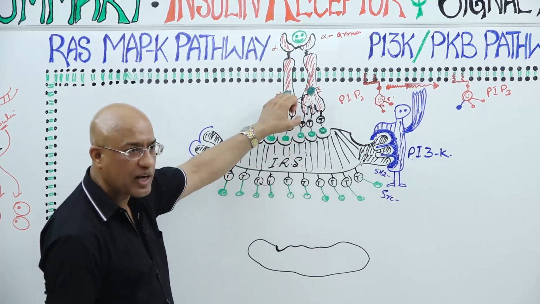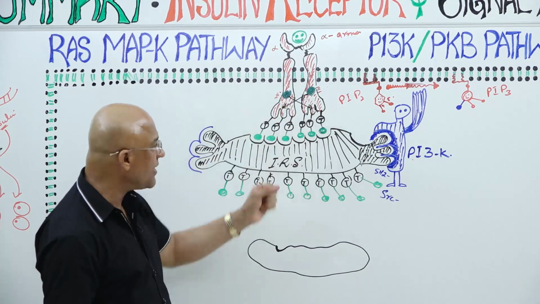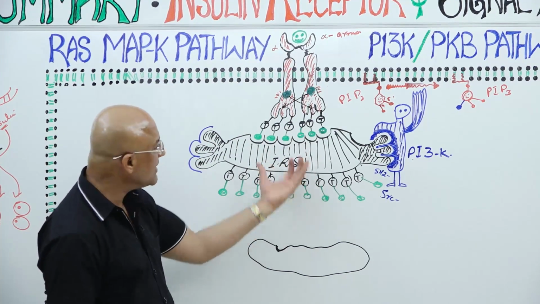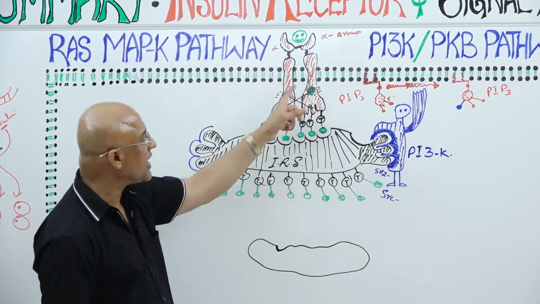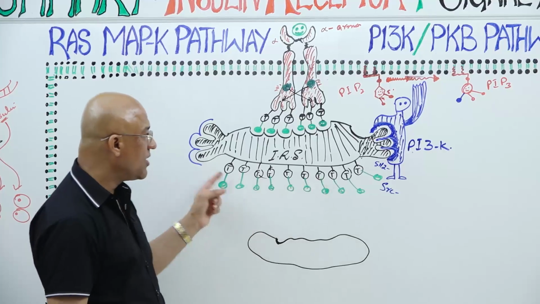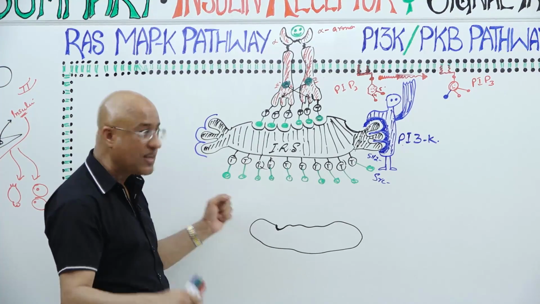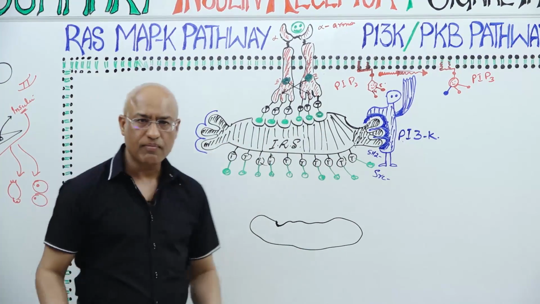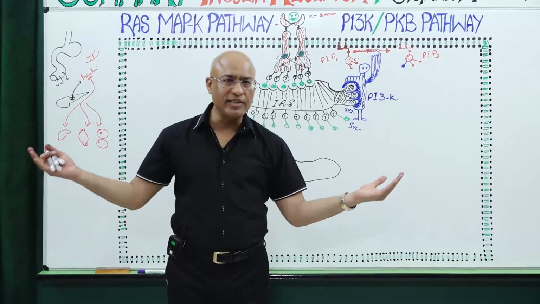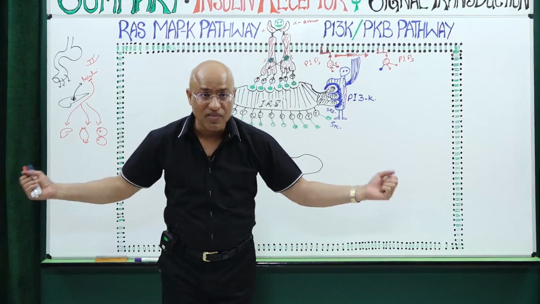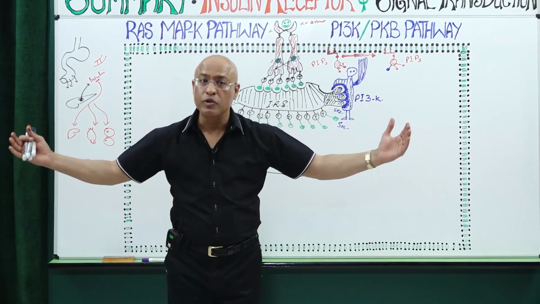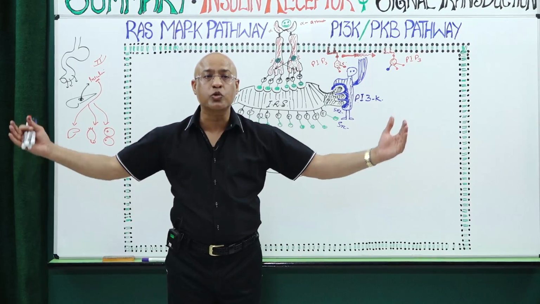And this autophosphorylated receptor can recruit and bind IRS. And once IRS binds over there, then tyrosine kinase will now attack IRS and lead to tyrosine phosphorylations of the IRS. Once IRS is phosphorylated, now IRS is ready to bind other proteins. Which proteins? Those proteins which have SH2 domains.